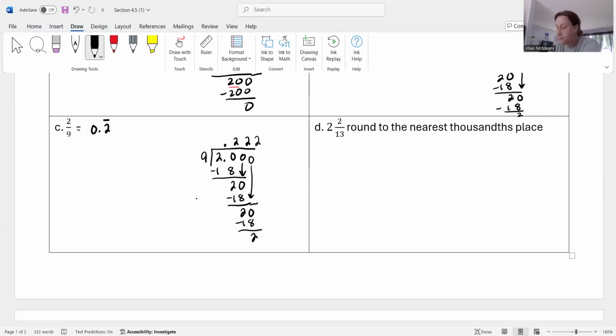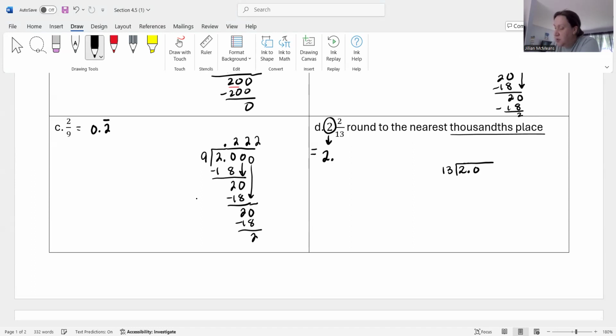Okay. Now for part D, we have a mixed number, which is fine. So we have 2 and 2/13, and we're told to round to the nearest thousandths place. Okay. So first of all, my final answer, this whole number is just going to be the number in front of my decimal point. So I don't have to include it in my actual calculation. I just bring it down. So my final answer is going to be 2 point something. Okay. And then I just want to divide out my 2/13. So 2 divided by 13.